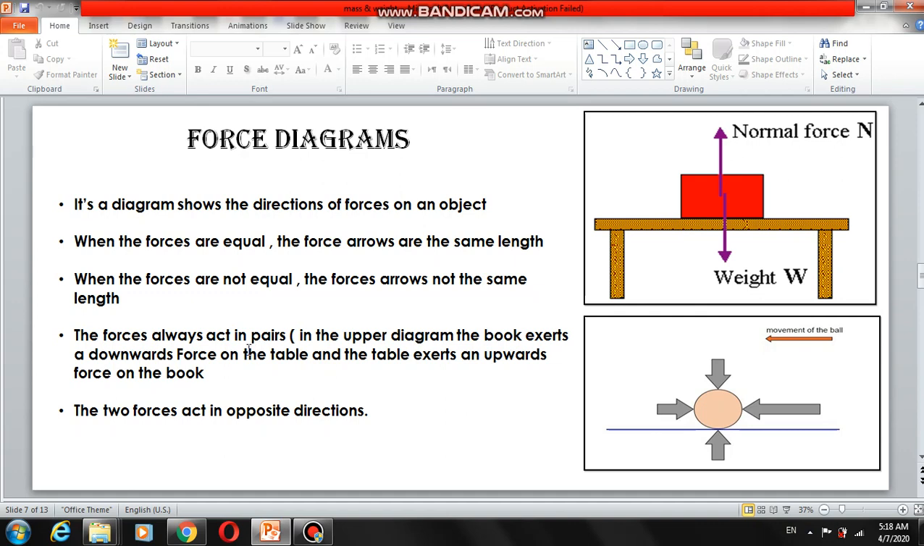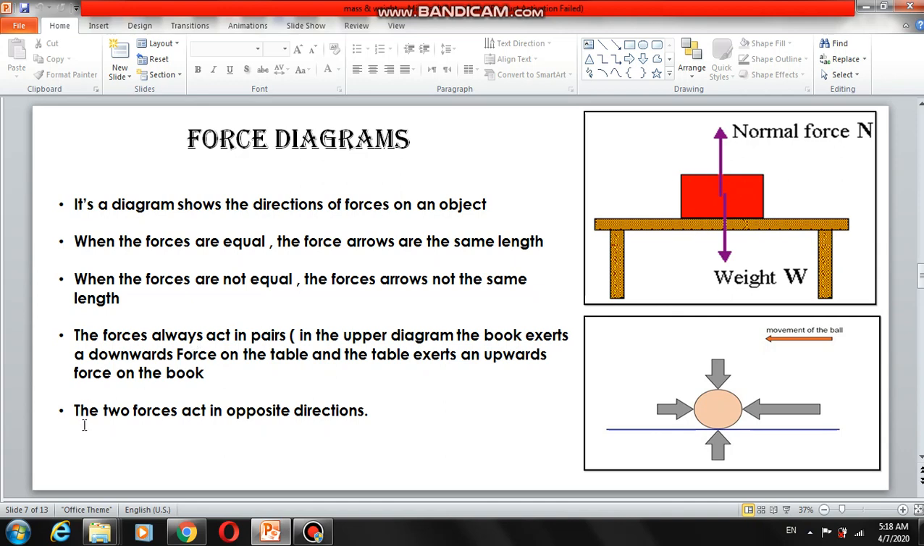Forces always act in pairs. In the upper diagram, the book exerts a downward force on the table, and the table exerts an upward force on the book. Okay, two forces. The table up, the book down. So the up force is equal to the down force, so the book is constant, or static.